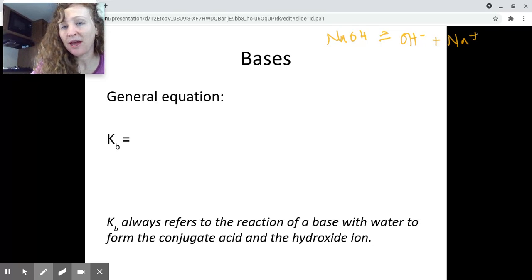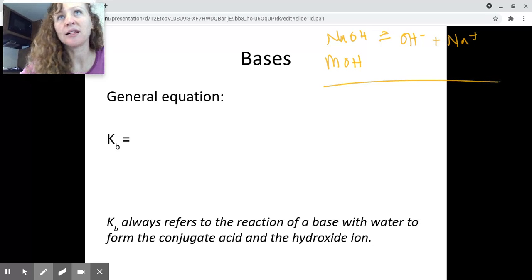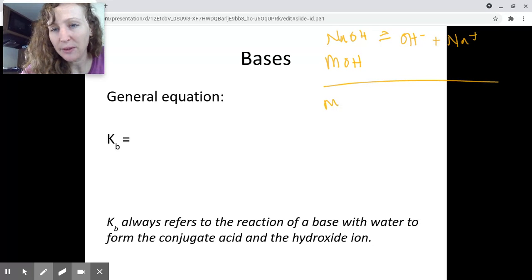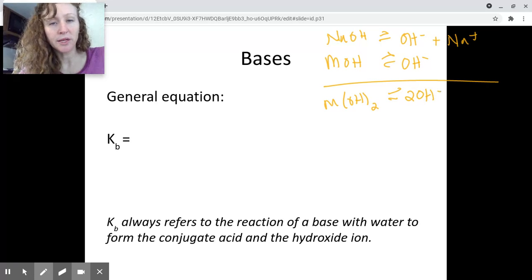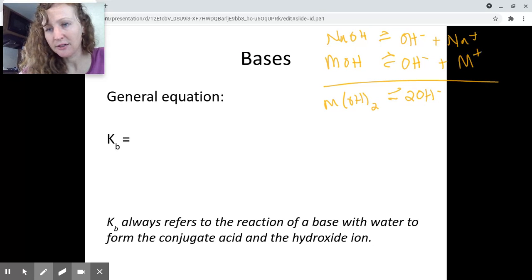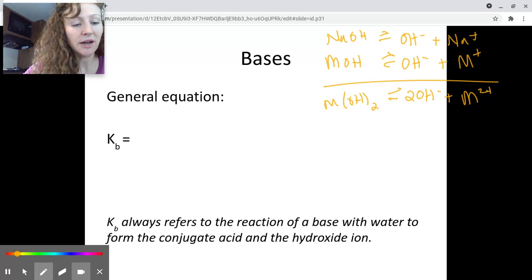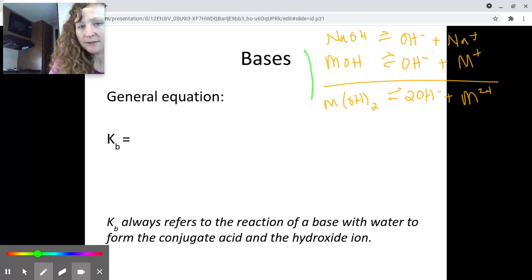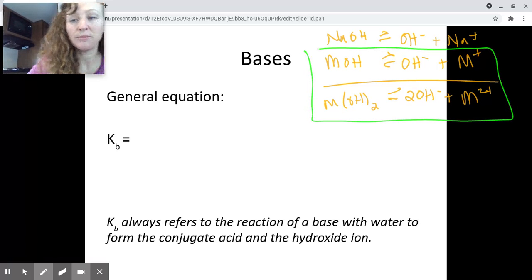we see that what we have here is a metal hydroxide. If you're dealing with an alkaline earth metal, you're going to have a metal hydroxide doubled. And what you get out of that is the hydroxide ion, or in the case of alkaline earth metals, you get out 2 hydroxides plus your metal ion, right? So those 2 would be our general equations for a base. And then they would lead you to different Ks.